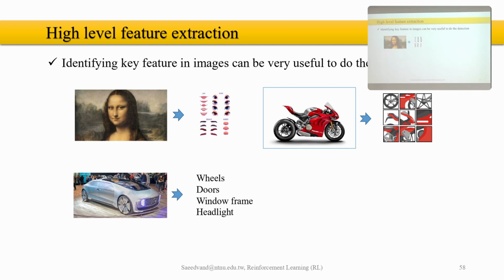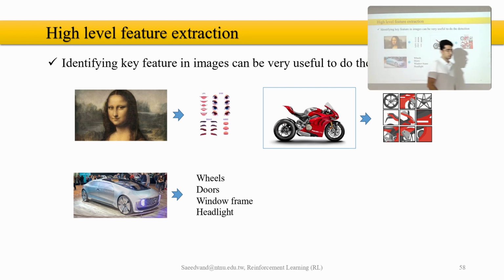Here, the high-level features of this image are lips, eyes, and if we can detect lips, eyes, a tongue there, then we can say this is a human if it includes these parts. If we have a motorcycle we want to detect, of course it includes some elements that represent the motorcycle. If you have a car, wheels, doors, the window frame, and headlights can make it easier to detect the object we want to find in the image.